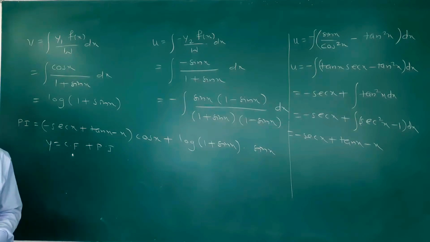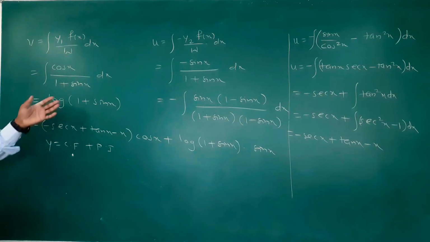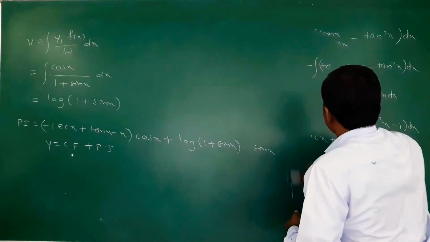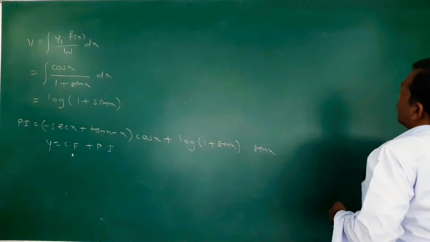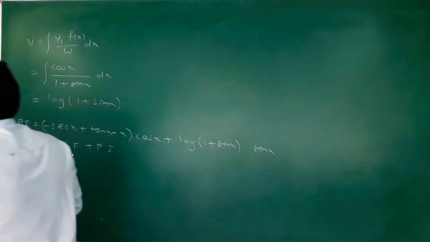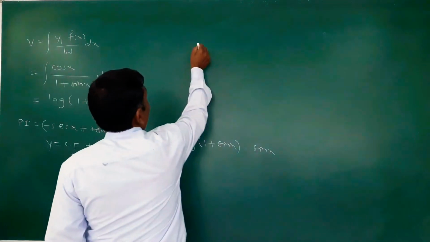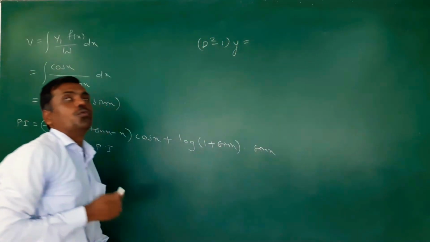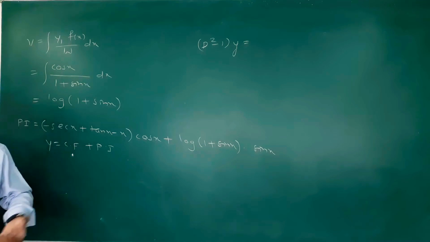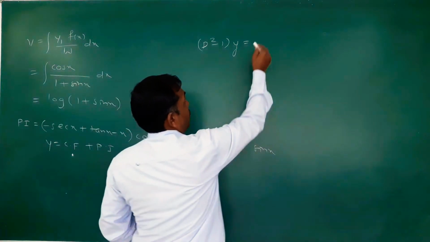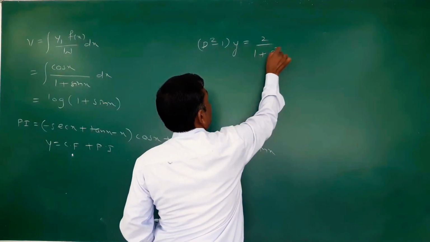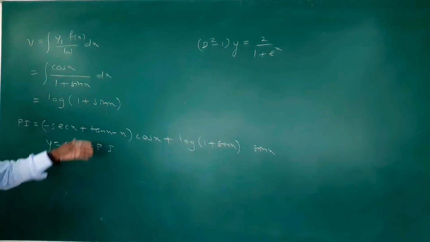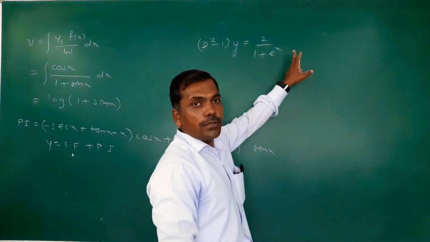We will take one more example on this variation of parameter method. Solve (D² minus 1) operating on y is equal to, we take the example of 2 upon 1 plus e raised to x. So that all types of problems get covered. Here 2 upon 1 plus e raised to x.